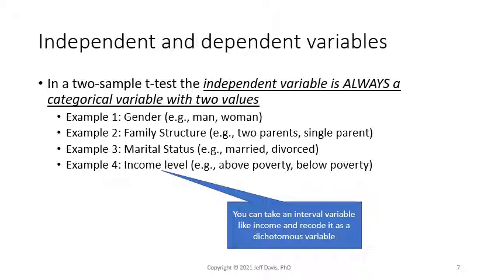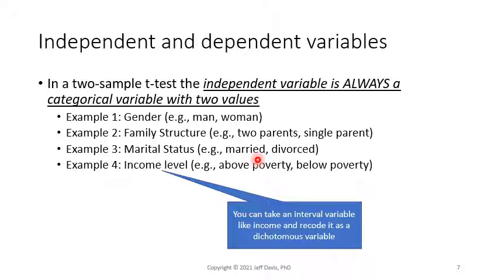One thing you want to remember for a two-sample t-test, the independent variable is always a categorical variable with two values. I have some examples here for you. You can go with gender, or family structure, whether it's two parents or a single parent, or whether it's a household with kids or a household without kids. There are a number of different dimensions to family structure you could be talking about.